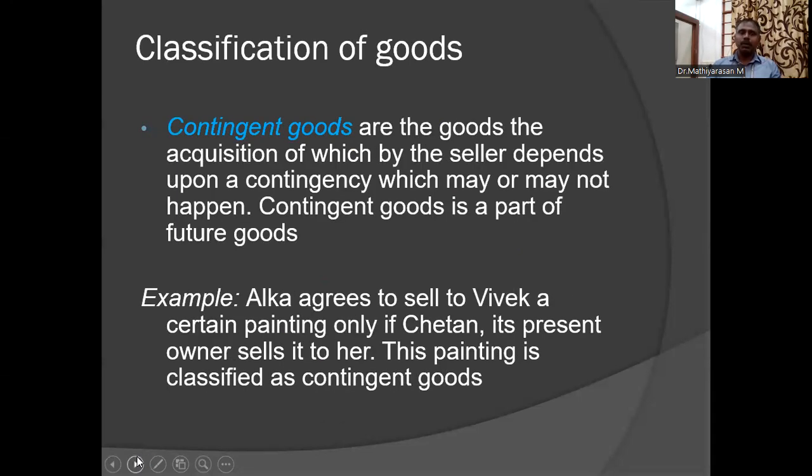Contingent goods are goods the acquisition of which by the seller depends upon a contingency which may or may not happen. Contingent goods are a part of the future goods. For example, Alcom agrees to sell to Vivek a certain painting only if Chetan, its present owner, sells it to her. This painting is classified as contingent goods.